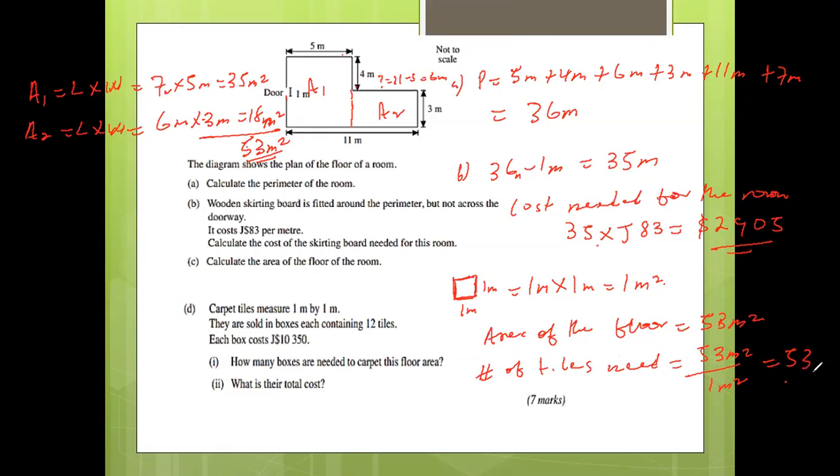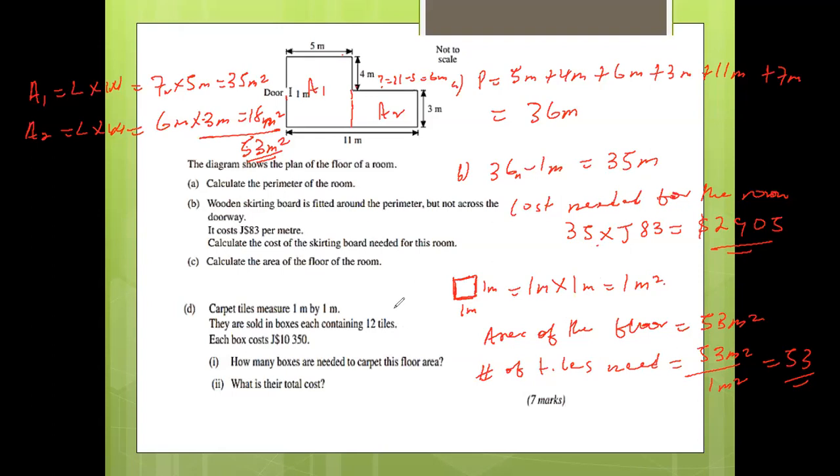So I'm going to need what? 53 tiles. Each box contains 12 tiles, right? And the question asked, how many boxes will I need? What will I do? I need 53 tiles actually, because every one tile is 1 meter square. And each box contains 12.